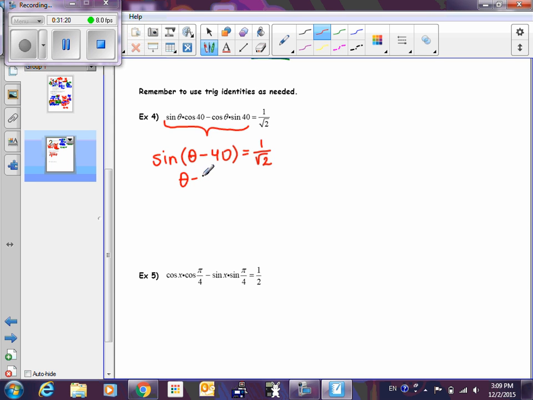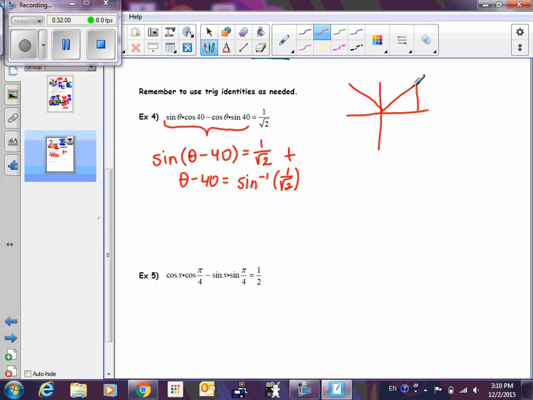Okay, now we need to get the theta minus 40 by itself. And that's just going to be our arc sine 1 over root 2. If you're getting confused about restricted range and all that, it's actually okay. You just need to figure out what 2 quadrants is sine, in this case, positive. So that would be quadrant 1, and what else? Hang with me here. 2, exactly.